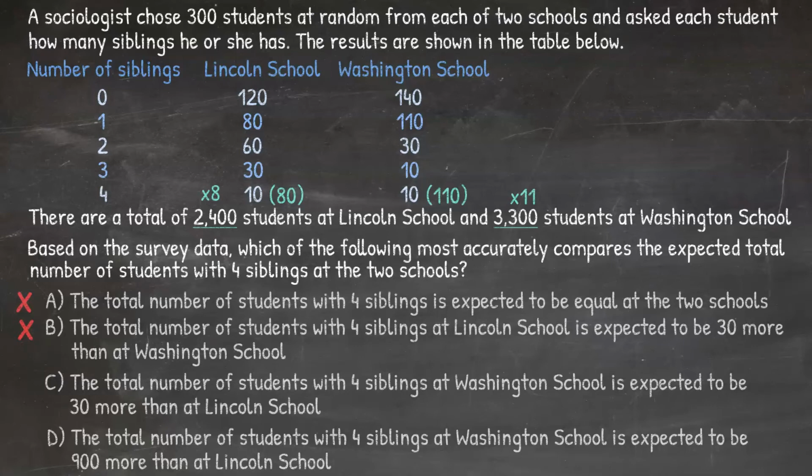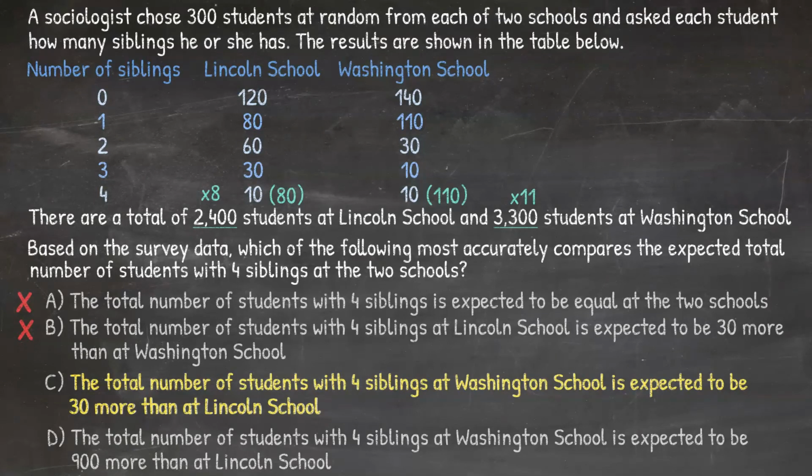Choice C, the total number of students with 4 siblings at Washington School is expected to be 30 more than at Lincoln School. And this is exactly what we have. We have the expected number of students with 4 siblings at Washington School at 110, and at Lincoln School at 80, and the difference is 30. So we do in fact expect that there will be 30 more students with 4 siblings at Washington School than at Lincoln School. So we love this answer, and let's look at answer choice D.